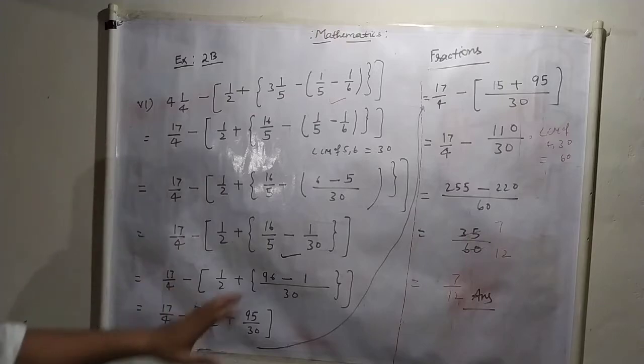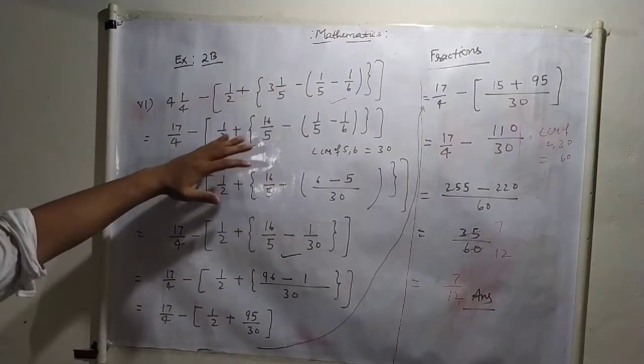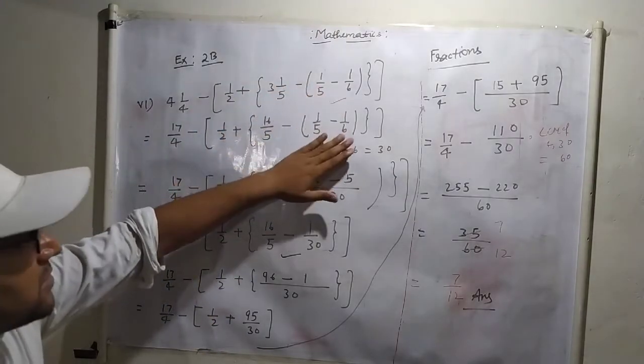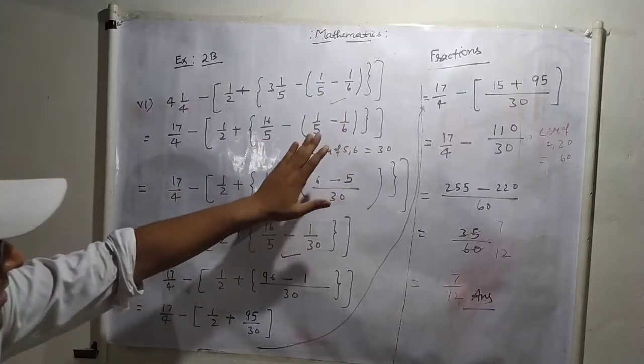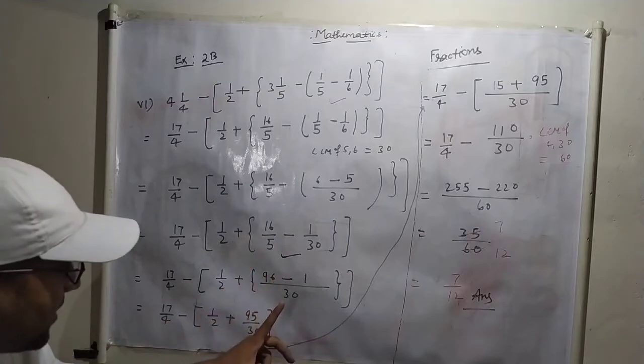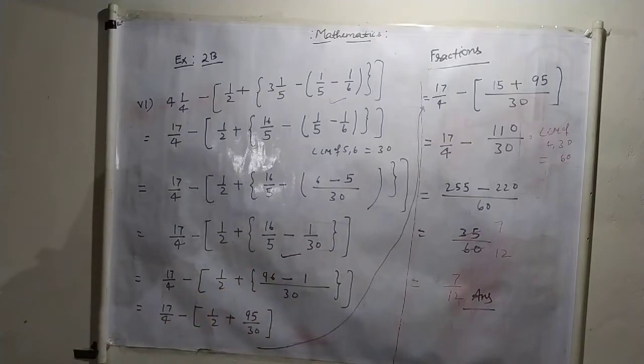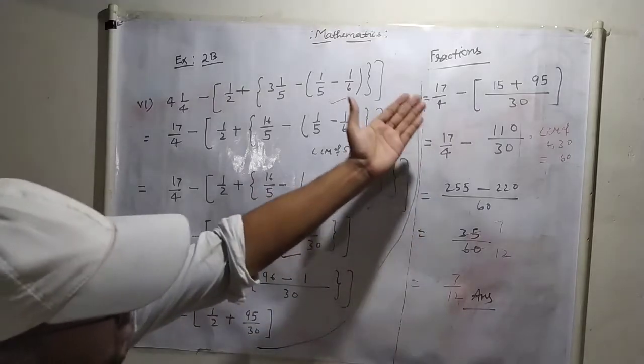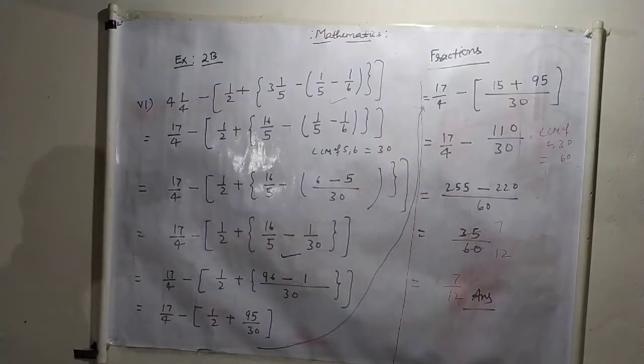So listen, students, first we change it into an improper fraction, and then solve the small bracket, and then the curly bracket, and then the square bracket, and then solve the remaining operations. So your answer is 7 upon 12 for this case.